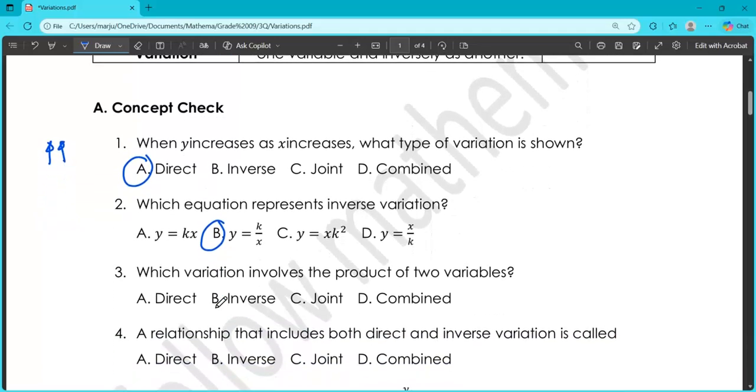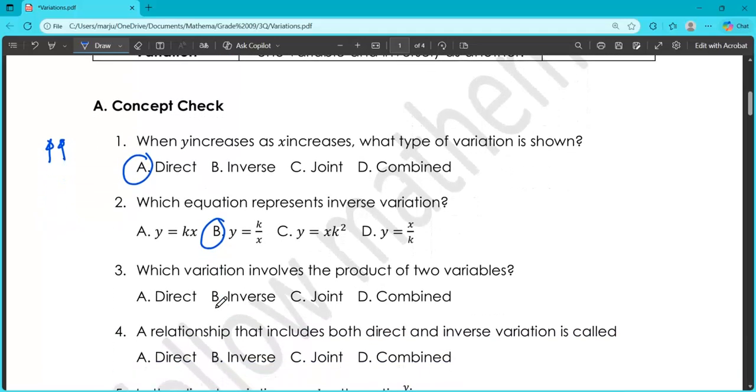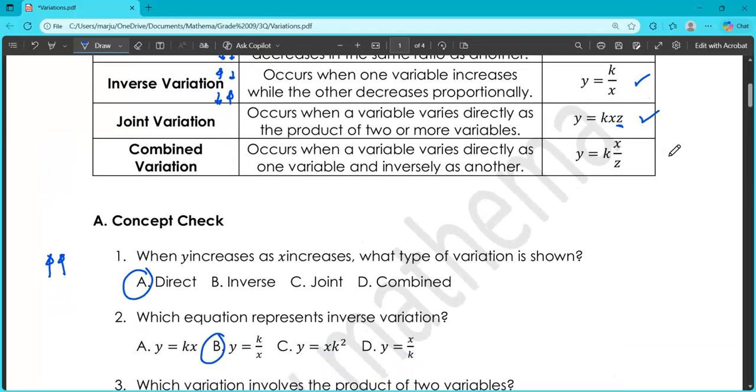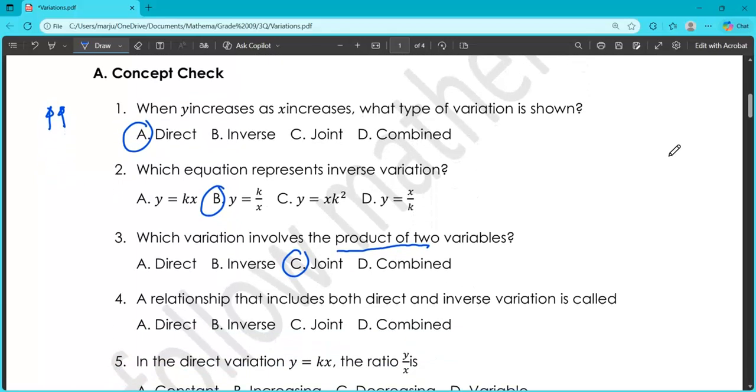Number 3. Which variation involves the product of two variables? So, the keyword or clue word is product of two variables. That is just joint. That is joint variation. Number 4, a relationship that includes both direct and inverse variation. So it's a combination, direct and inverse combined.